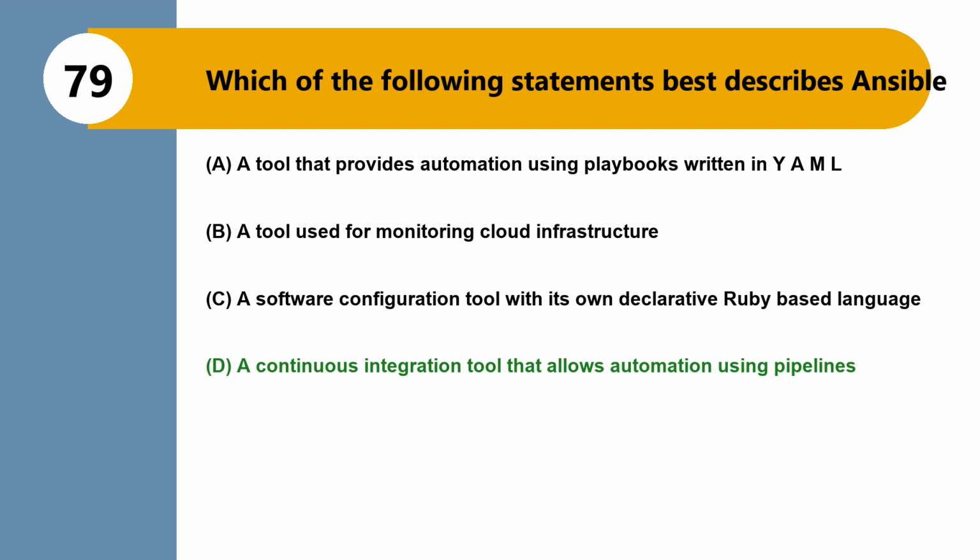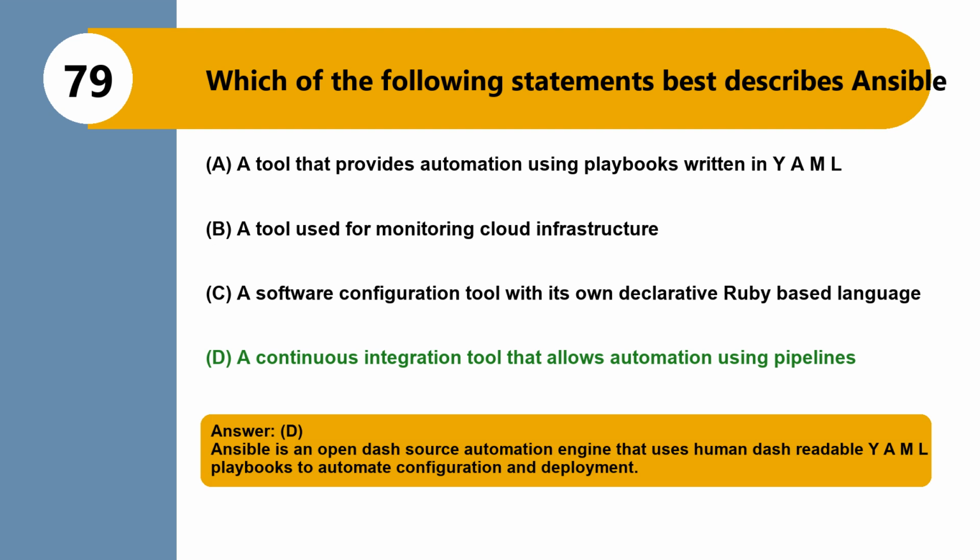The correct answer is option D. A continuous integration tool that allows automation using pipelines. Ansible is an open-source automation engine that uses human-readable YAML playbooks to automate configuration and deployment.